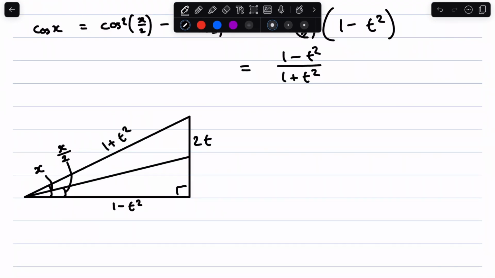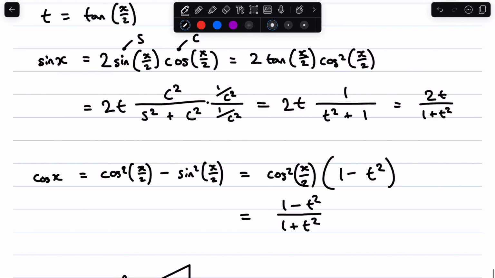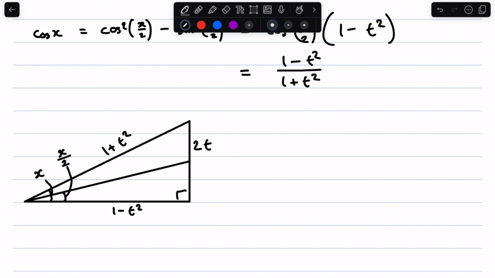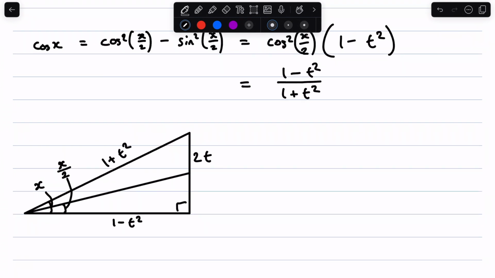So to look at this graphically, we can see that this relationship between sine, cos and our tan of x over 2 can be visualised with this triangle. So having a height of 2t and a length of 1 minus t squared, and then our hypotenuse is 1 plus t squared, it forms a right angle triangle, and we can see cos x is just going to be our adjacent over our hypotenuse, and then sine x is the opposite over the hypotenuse. And then tan should be 2t over 1 minus t squared. That should equal tan of x.